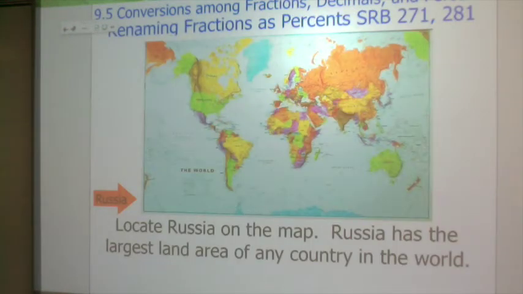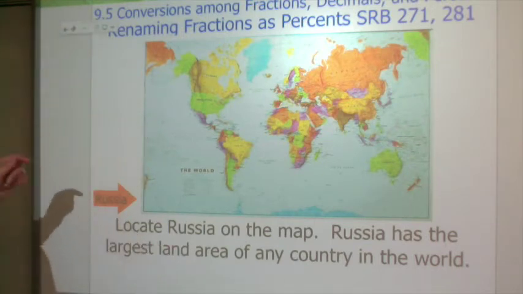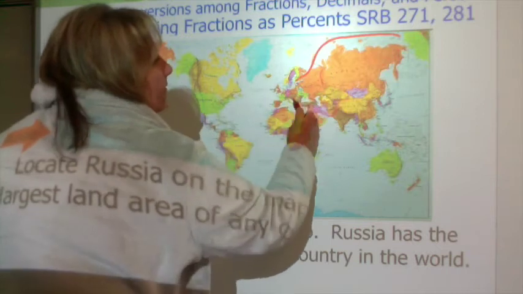All right, so this is where it says that you need an SRB, but I'm just going to do a little of the legwork. Plus, we don't have enough SRBs. What they want to know is they want you to locate Russia on the map. Russia is this whole area of orange right here.